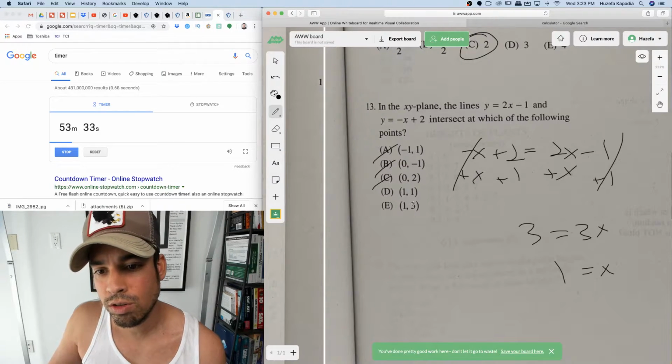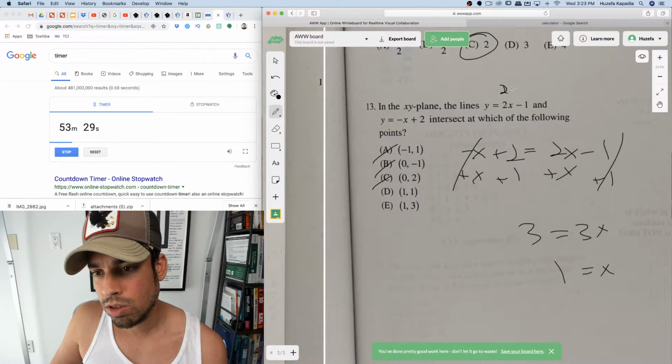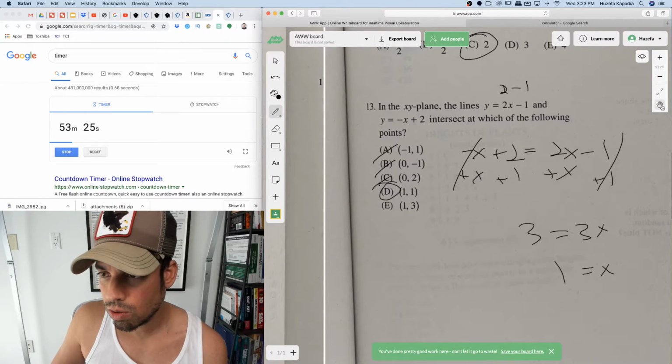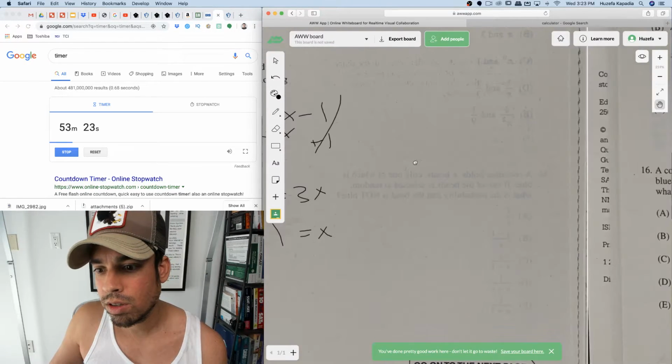So I know the solution set has to be x equals 1. So it's one of these two. Now let's plug 1 in for either of these. If I plug it in here, it's 2 times 1 is 2, minus 1 is 1. So 1, 1. And the same here: negative 1 plus 2 is also 1. So we're good to go there.